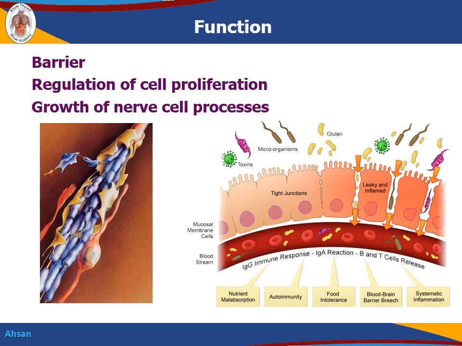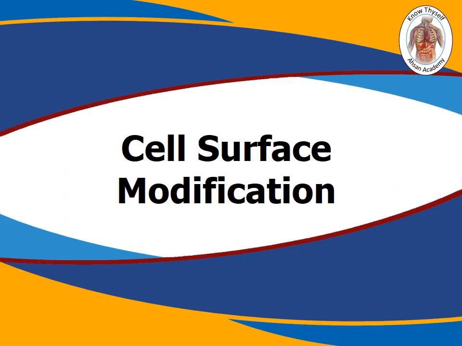The growth of neuron processes is guided by this basement membrane and the basal lamella of the Schwann cells and the supporting cells. This helps the neuron processes to grow and to reach the proper destination.